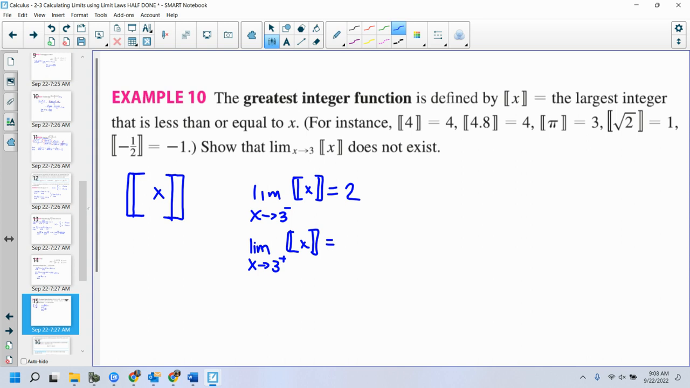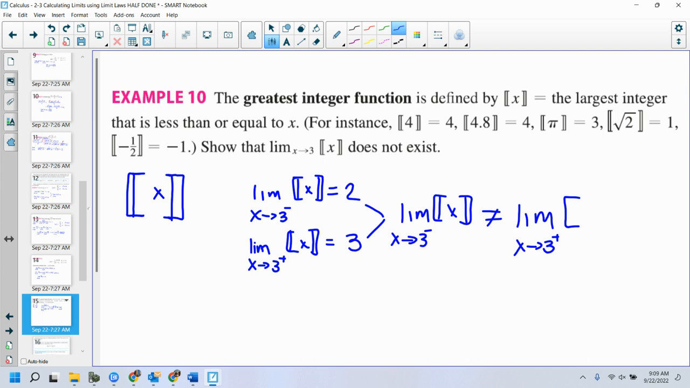What about 3 from the positive side? 3.1. 3. 3.11. 3.001. 3. And that process could continue. So we just showed right here that the limit as x approaches 3 from the left of the greatest integer function is not the same as the limit as x goes to 3 from the right of the greatest integer function.